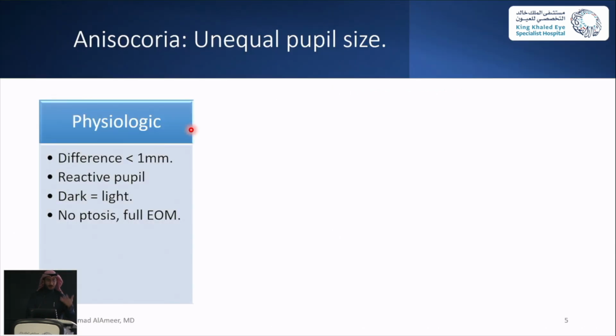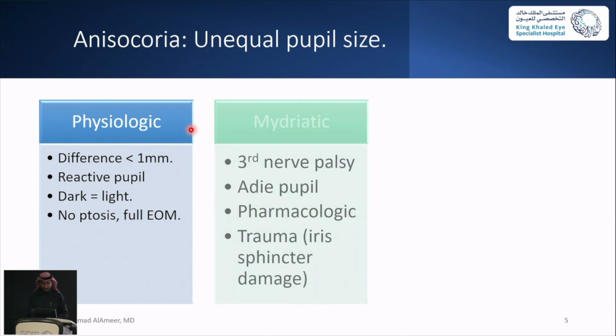Again, it could be physiologic when the difference is less than 1 millimeter between two eyes, and the pupil is reactive, and the size of the pupil is the same in dark and light, and no other ocular or neurological problem, no ptosis and full extraocular motility. If the dilated pupil is the problematic one, could be of a third nerve, tonic pupil, pharmacologic, or from trauma.